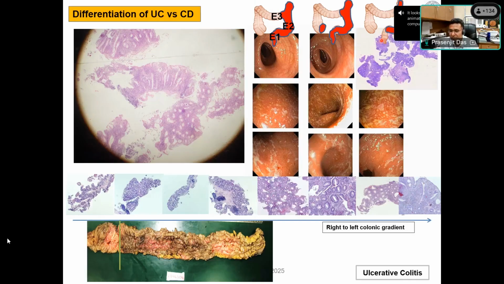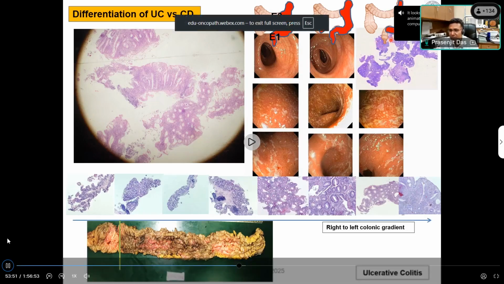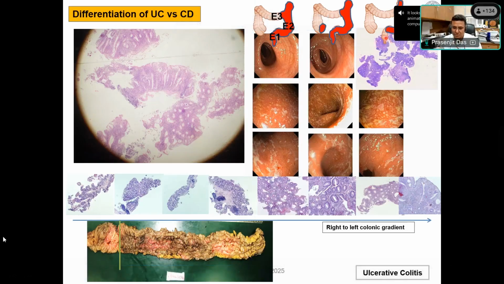In those cases, we'll reserve our diagnosis and we can say it is unclassifiable IBD. Is that clear? That means it is indeterminate, and in due course, after a few biopsies and further radiological examination, they can be reclassified as UC or Crohn's.